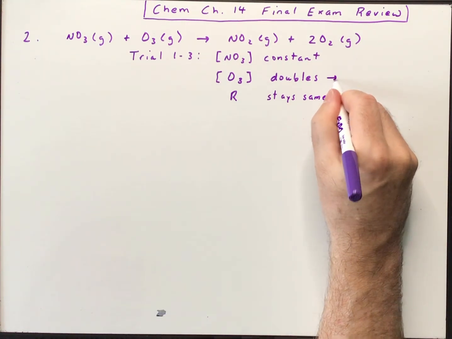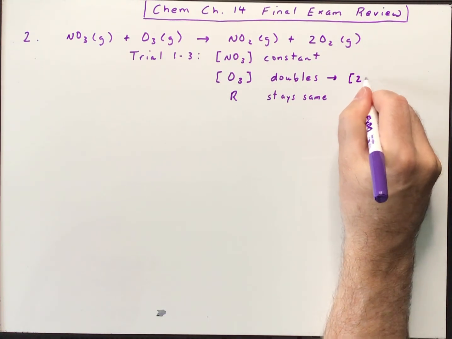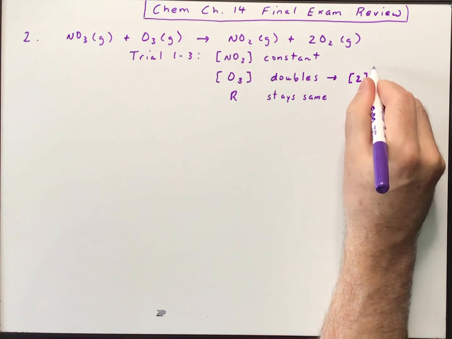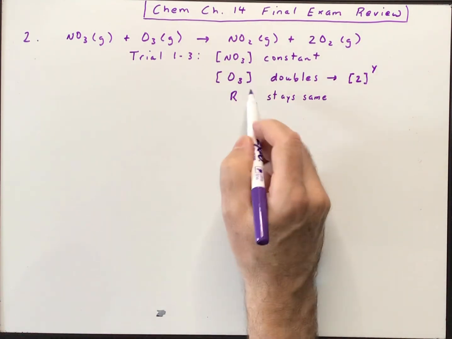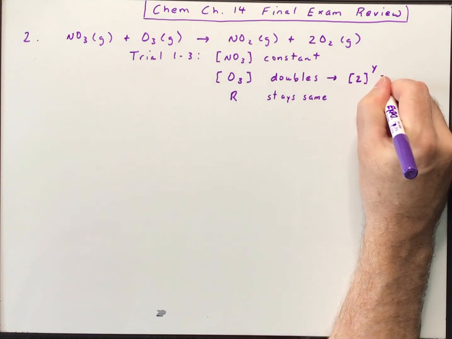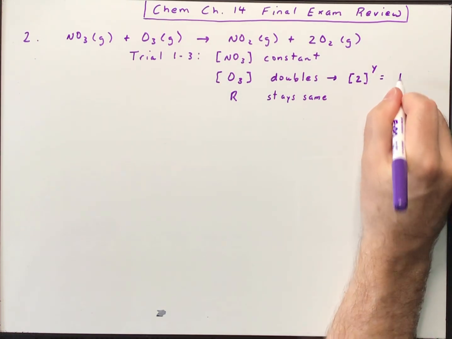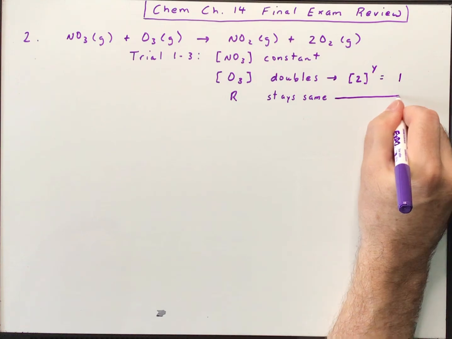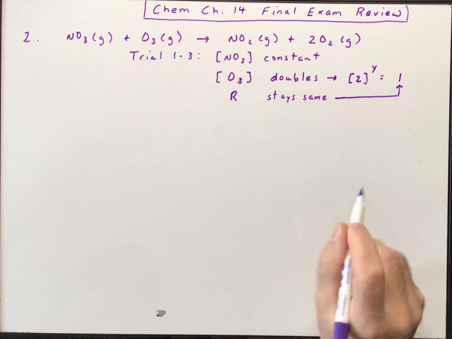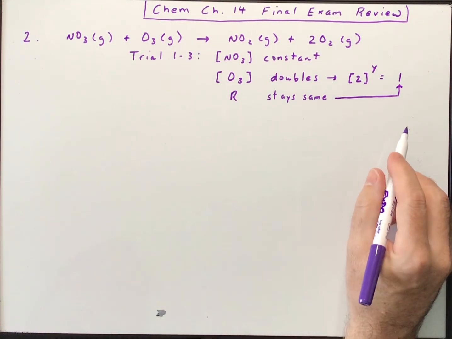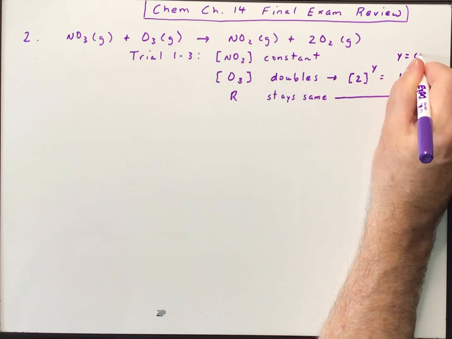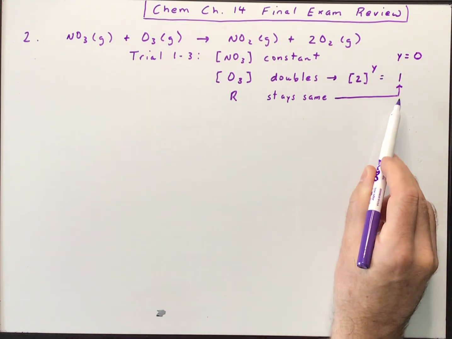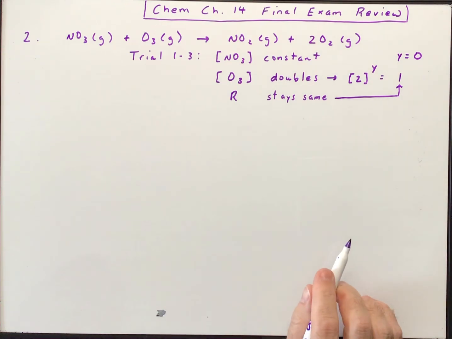Okay, so this is like, if it doubles, it's a 2 in brackets. The Y exponent goes with the second reactant, O3. And when something stays the same, it's like putting a 1 there. So 2 to the Y is equal to 1. Anything to the 0 power is equal to 1, so Y is going to be 0.